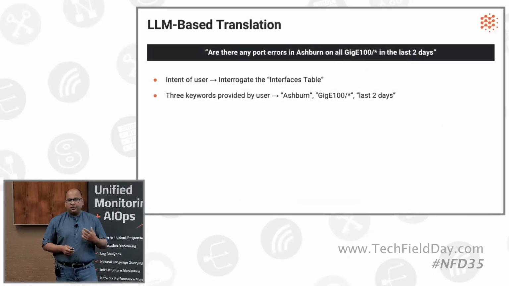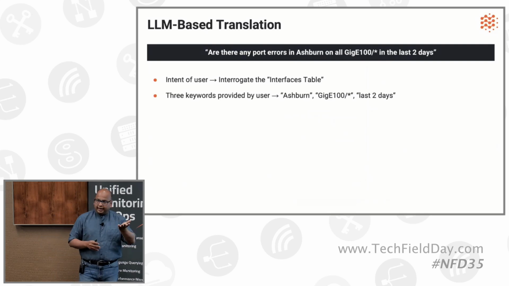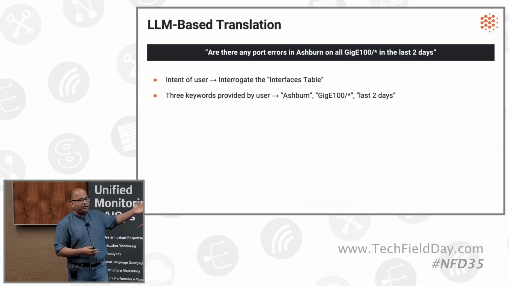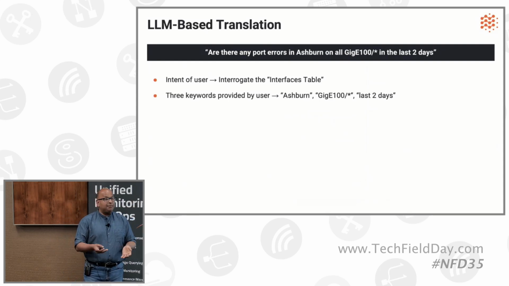So now let's take an English sentence which says, "Are there any port errors in Ashburn across my 100 gig ports in the last 2 days?" That's the English sentence that the user has entered. The LLM has to figure out two parts to it. First, it needs to infer that you are interested in interrogating the interface errors table. That user intent is hidden in that. You and I, as humans, can clearly see we need to query the port error table. But the machine, the LLM, needs to infer what table to go after.